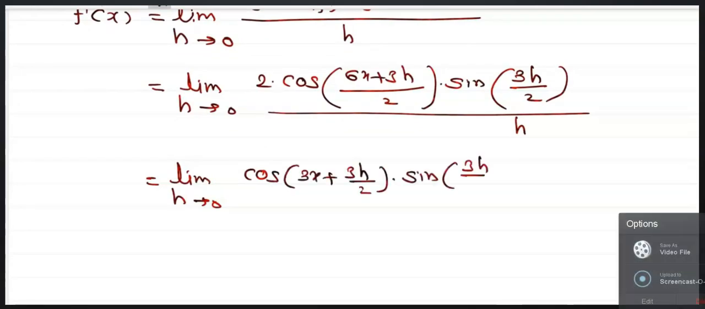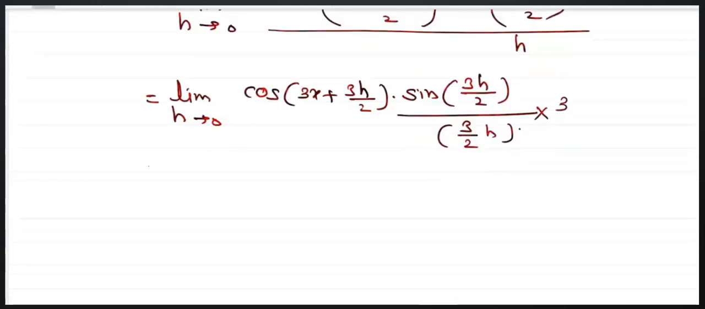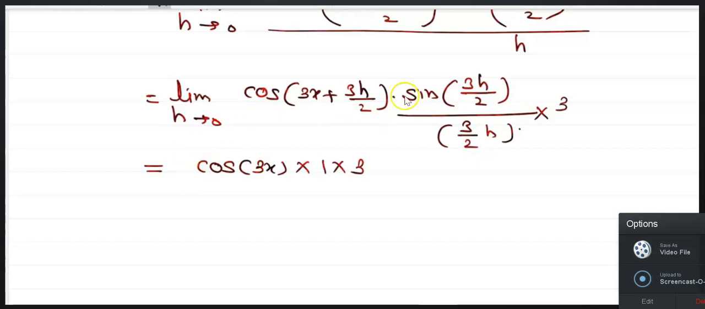we'll adjust here 3h upon 2, that is a 3. Therefore, as h tends to 0, sine of 3h upon 2 upon 3h upon 2, the value of this limit is 1. 1 into 3, that is 3. And as h tends to 0, this 3h upon 2 becomes 0. Therefore, you will get cos of 3x into 1 into 3. And hence, 3 times cos of 3x.